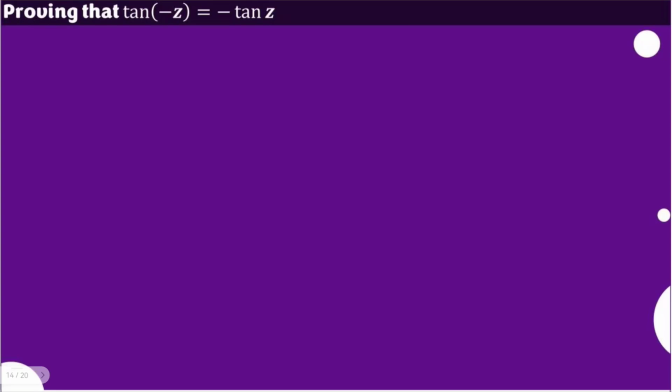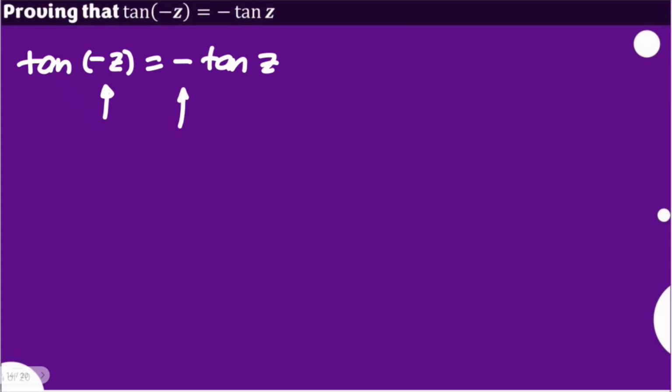Here, we are going to show that tangent of negative z is equal to the negative of tangent z for the trigonometric function tangent for complex number. It means that if we're going to plug in here, negative of z is just equivalent to the negative of tangent of the positive of that z.